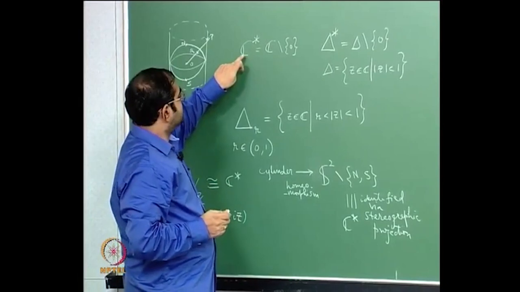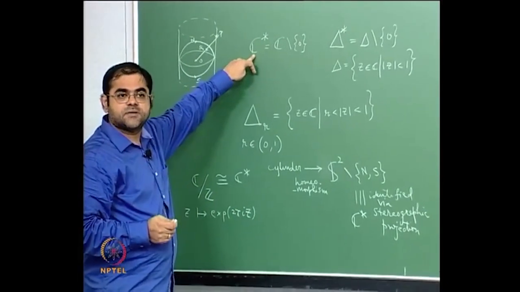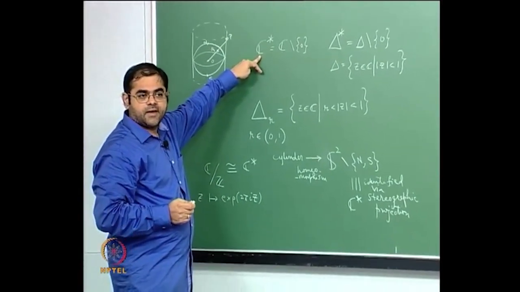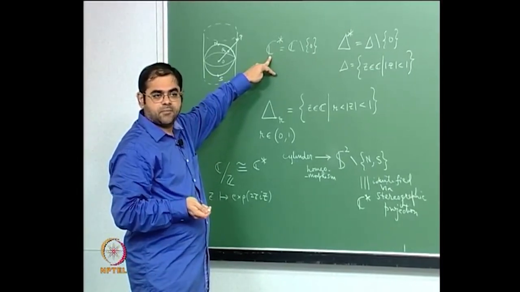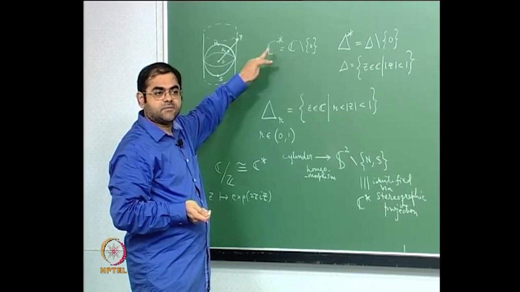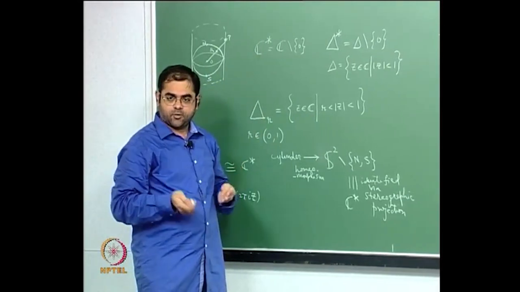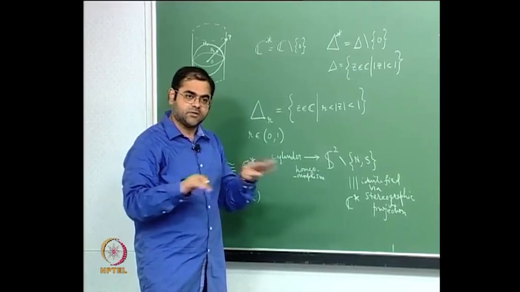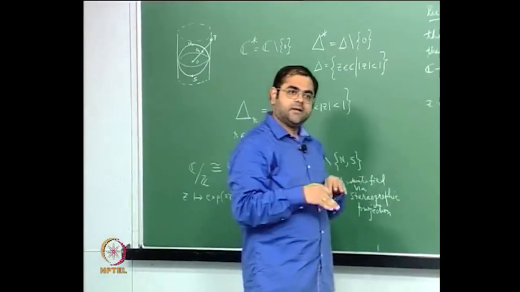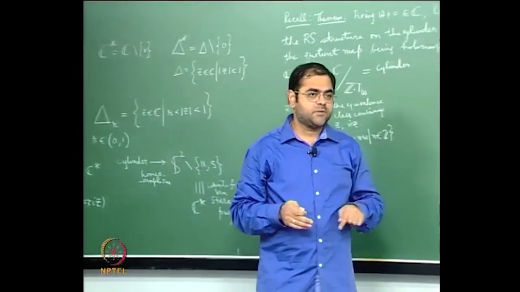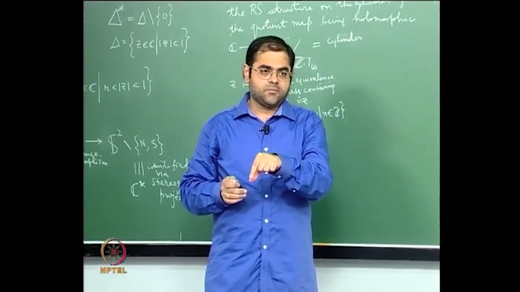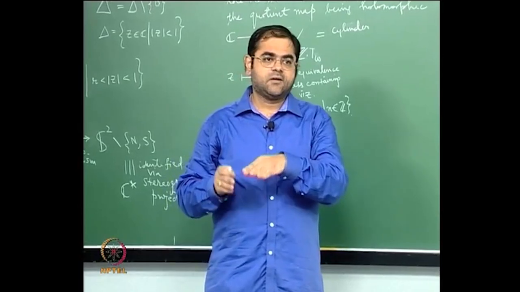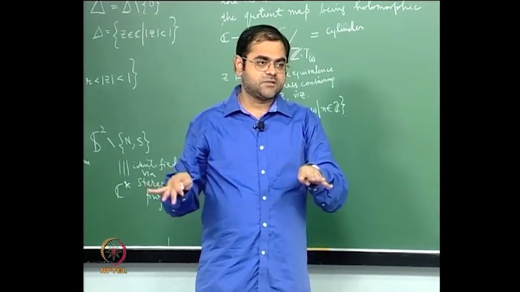See, mind you, C star is just an open subset of C. And any open subset of a Riemann surface is again a Riemann surface, because the only condition for a surface to be a Riemann surface is that it is a surface, and an open subset of a surface is still a surface, still two dimensional. And it's still a Riemann surface, because at every point in that surface I can still find local coordinate charts.